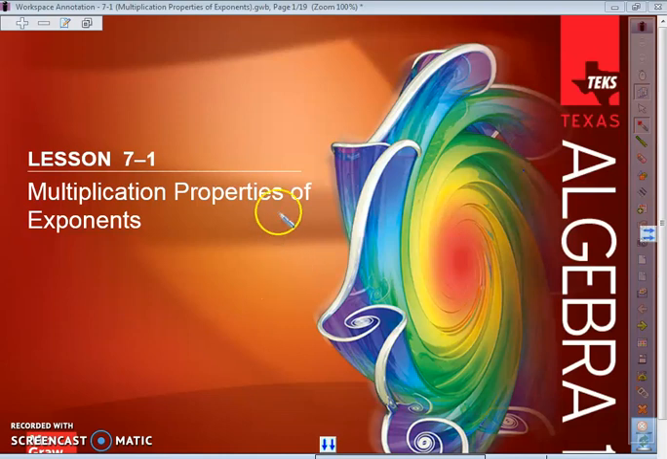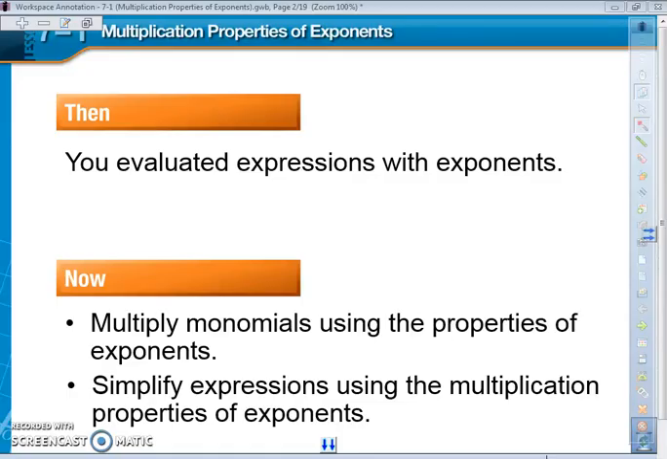7-1. We are in chapter 7 for the new year. Here we go. Multiplication properties of exponents. Guys, I will warn you, pay attention to the start of this chapter. Pay attention to how this stuff works or you're going to be behind. This is, to be honest, 7, 8, 9 is the hardest stuff that we've had so far. So pay attention. Here we go.